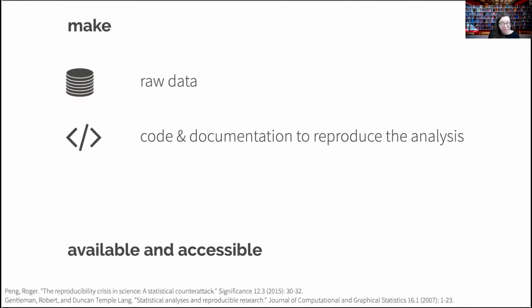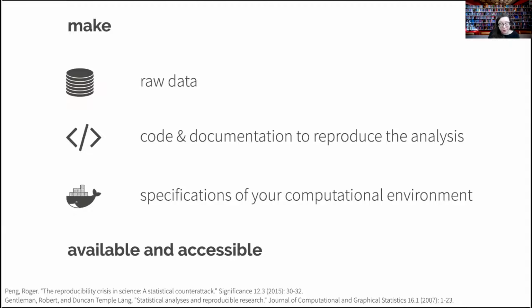So if you want to make your research available and accessible, really the things that you need to think about is, how do you make your raw data available and accessible? How do you make your code and documentation to reproduce your analysis available and accessible? And also the specifications of your computational environment.